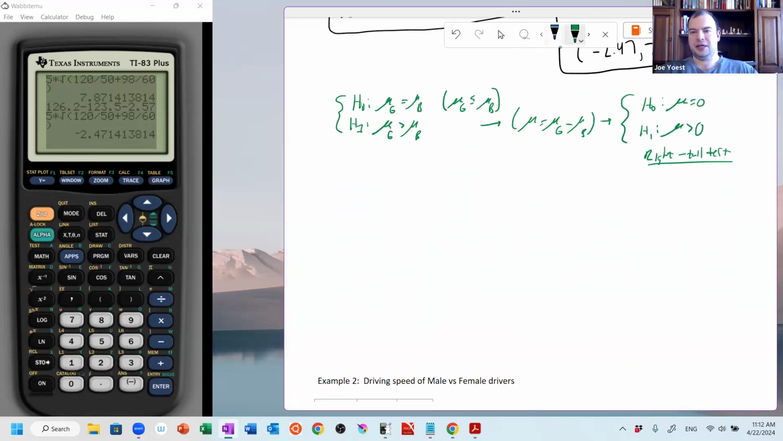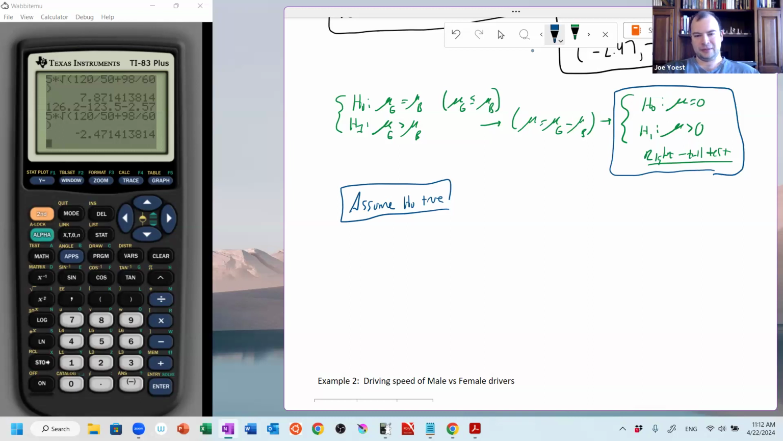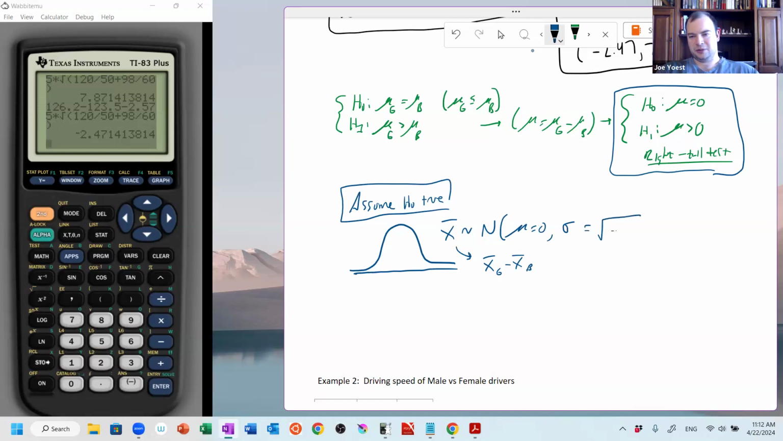I can come down here and say, assume H naught is true in this sense over here. Then I have a random variable X bar, which is X bar girls minus X bar boys. It's normal. If H naught is true, it has a mean of 0. And it has a standard deviation of, well, that was that complicated square root of all that stuff. We're not super worried about what it is right at the moment. But it is centered at 0.